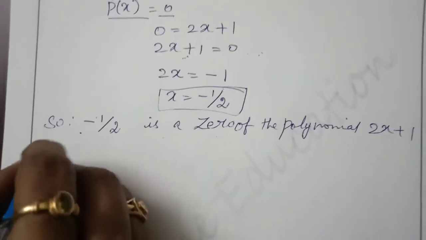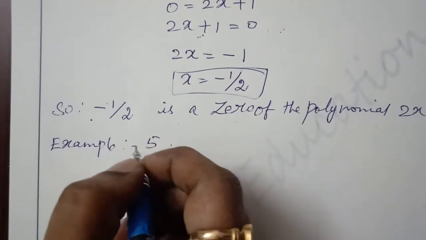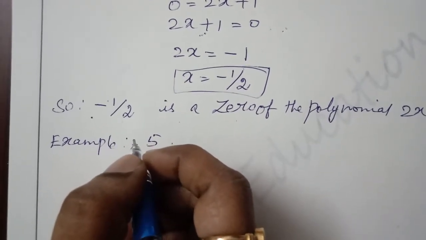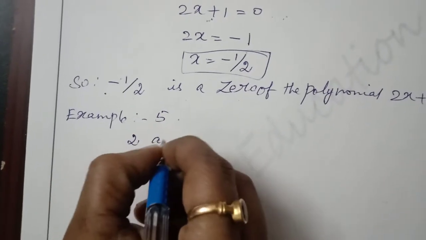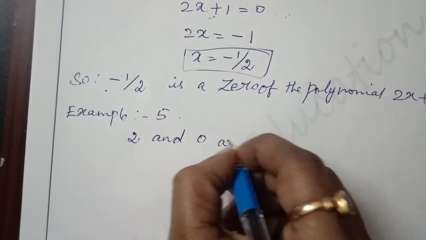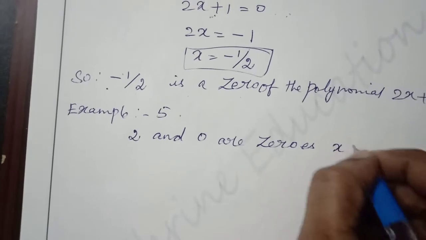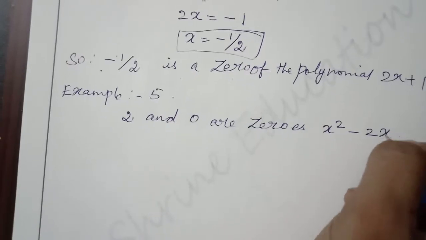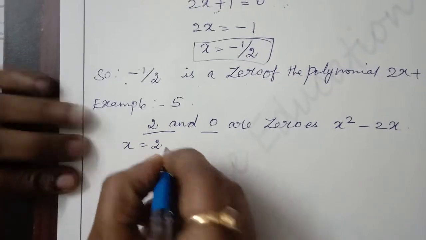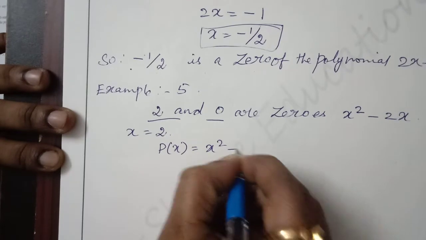The other one, example 5. Now let us read the question. Verify whether 2 and 0 are zeros of the polynomial. Here we have to verify 2 and 0 are zeros of the polynomial x square minus 2x. So we have to do it with 2 and 0. So first one, x is equal to 2. Let us implement this. P of x is equal to x square minus 2x.